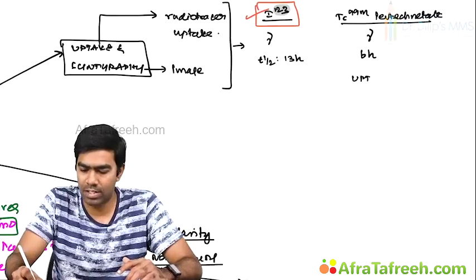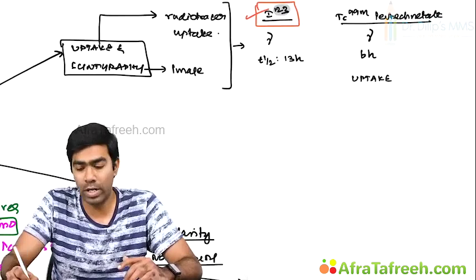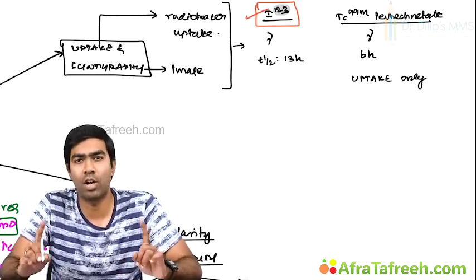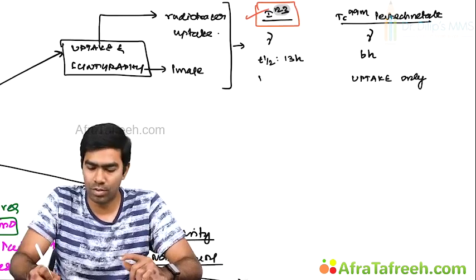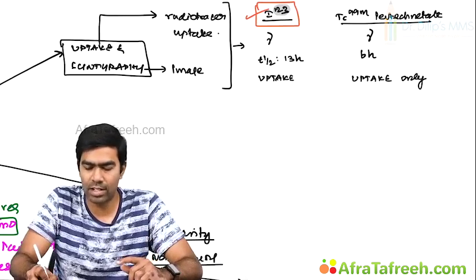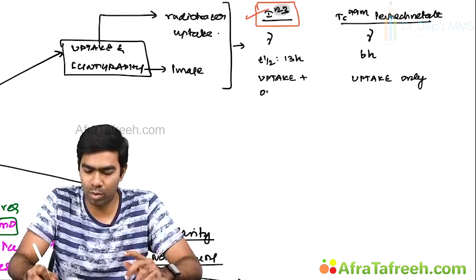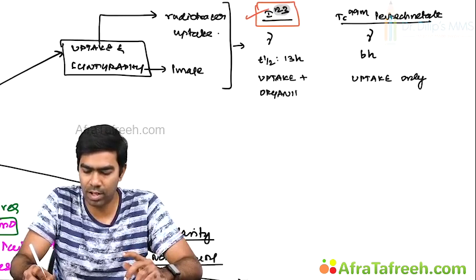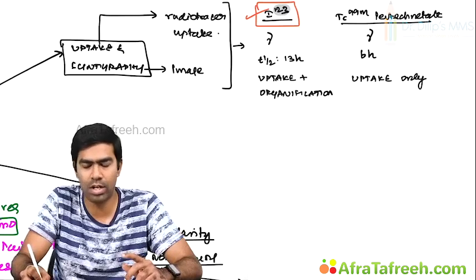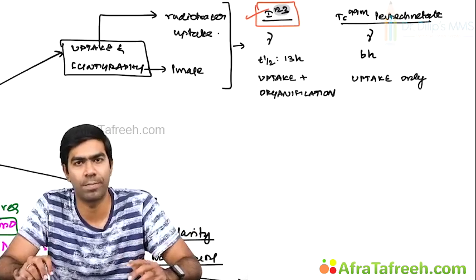Remember, technetium scans will test only the uptake. It will not test the organification step. So, radioactive iodine has a unique advantage. It can check both uptake as well as the organification process. You know what is organification? See the physiology video if you have not watched it.